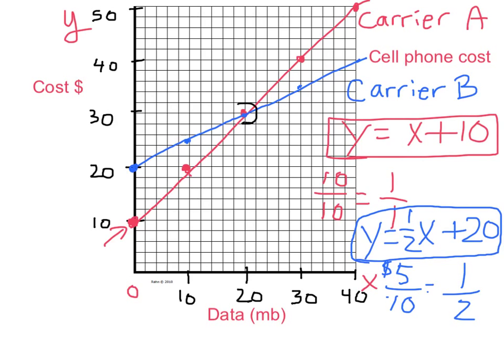Yeah, if you said after 20 megabytes, you're right. So under both these cell plans, if the user used 20 megabytes of data, they would both pay $30. It would be the same cost. But once you get past 20 megabytes of data, carrier A is more expensive. So carrier B is actually a better deal if you use more than 20 megabytes.